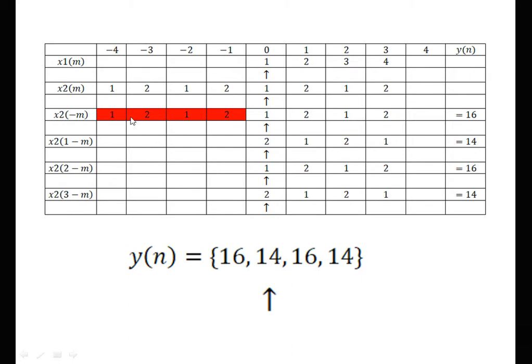Next, x2 of 3 minus m. This is a flipped signal, and we shift the arrow to the left by 3. So when we shift the arrow, actually our signal shifted to the right. Therefore 1, 2 and 3, here the arrow comes and our signal becomes 2 1 2 1 2 1 2 1, and we do the corresponding element multiplication and we are getting the summation answer as 14.